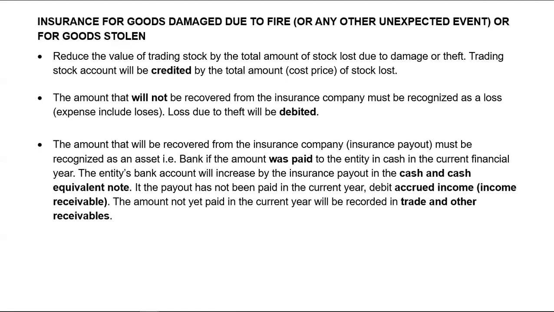So if it's insurance receivable, it will be recorded in trade and other receivables. If it's insurance that has been paid already in the current financial year, it'll go to cash and cash equivalent. So under bank and cash equivalent, you are simply going to add the cash amount that you are going to receive.